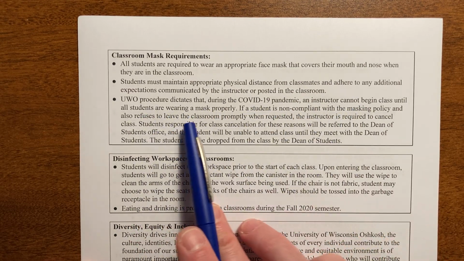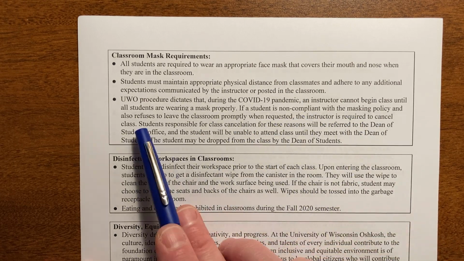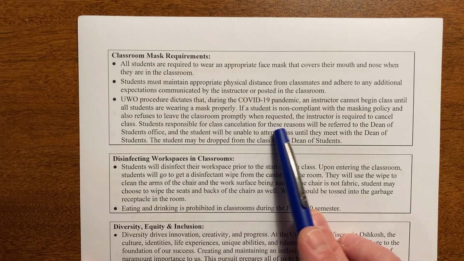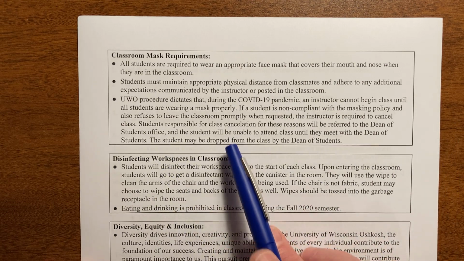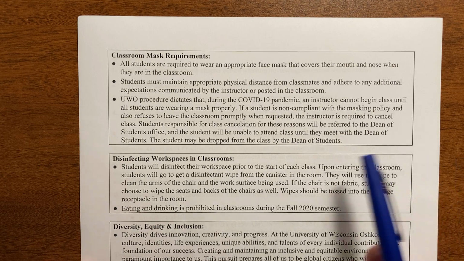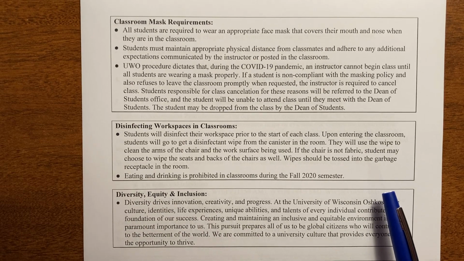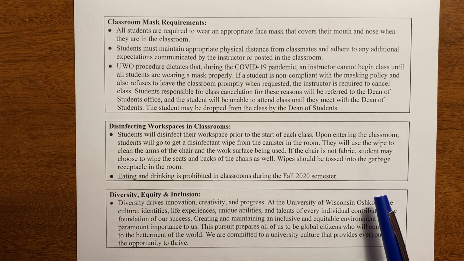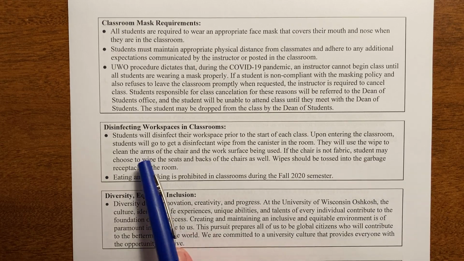If somebody doesn't want to wear a mask, that can cause some big problems. If a student is non-compliant with this policy and refuses to leave the class promptly when requested, I'm responsible for actually canceling the class. The student who caused the issue is going to be referred to the dean of students, and you could actually be dropped from the class for that sort of behavior. I'm sure there's going to be masks all over campus if you do forget it, so don't drive home and pick up a mask and be late to class. There should be masks as you enter the doors. I'm assuming there will be.